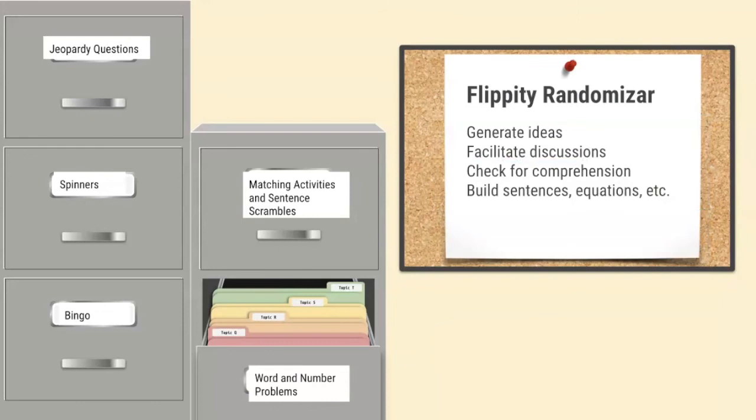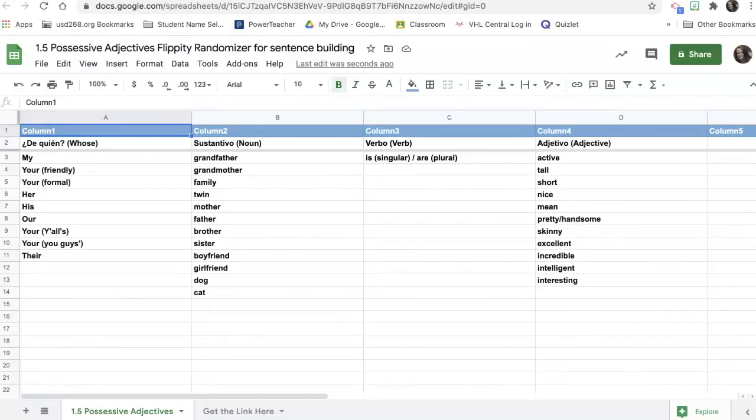This can be used to generate ideas if you're doing some brainstorming. It can be used to facilitate discussions. You can use it for comprehension checks. You can use it to help them build sentences, math equations, that type of thing. Here is one example of a Flippity randomizer that I created to help students with sentence building and grammar practice.